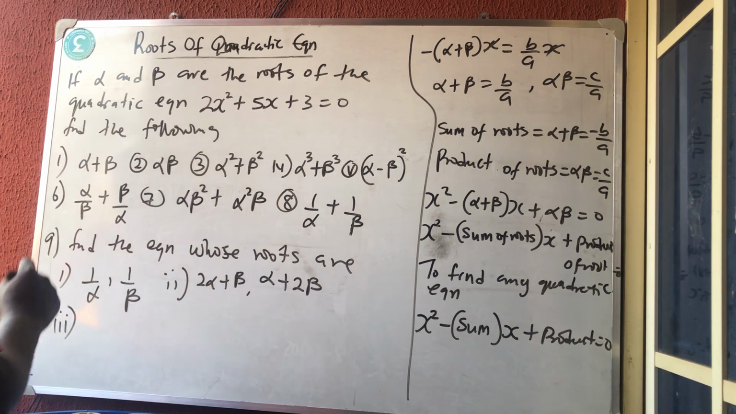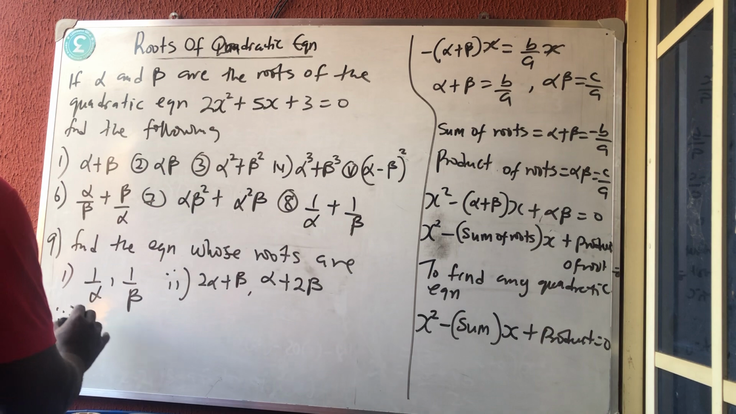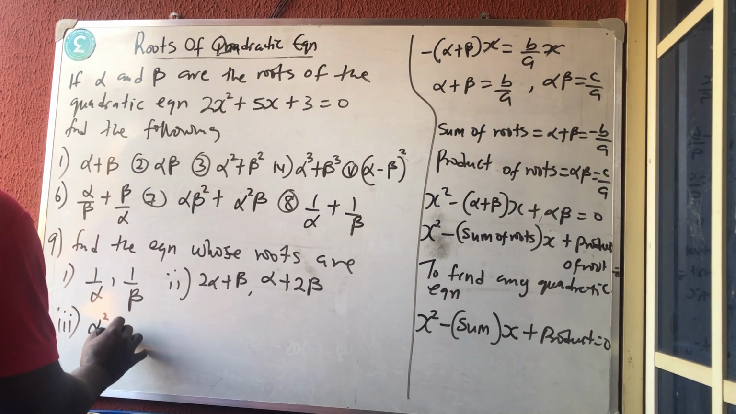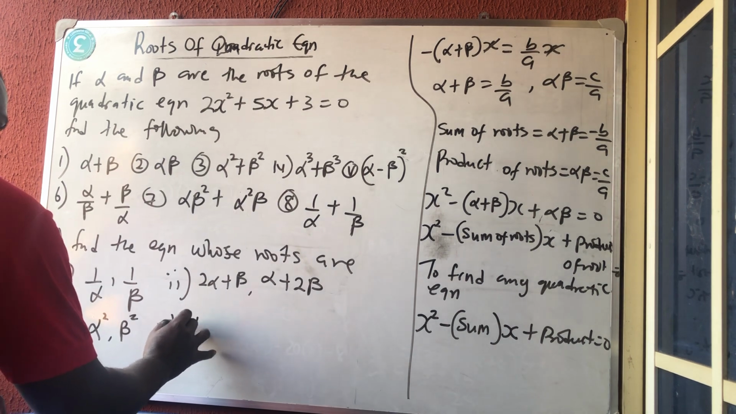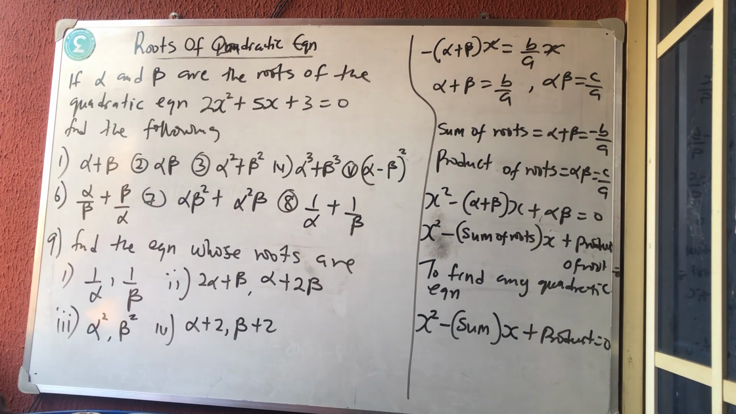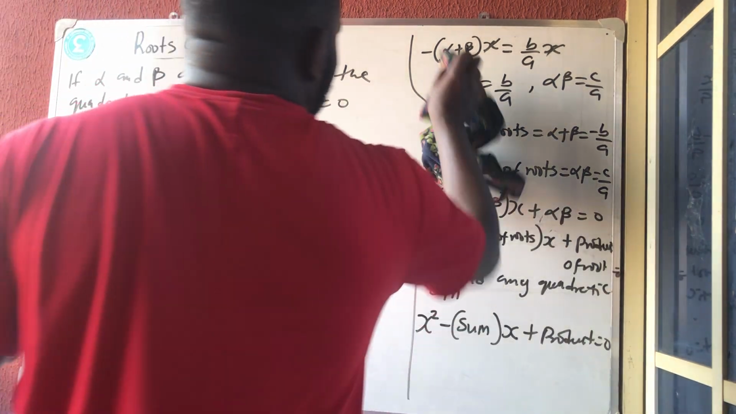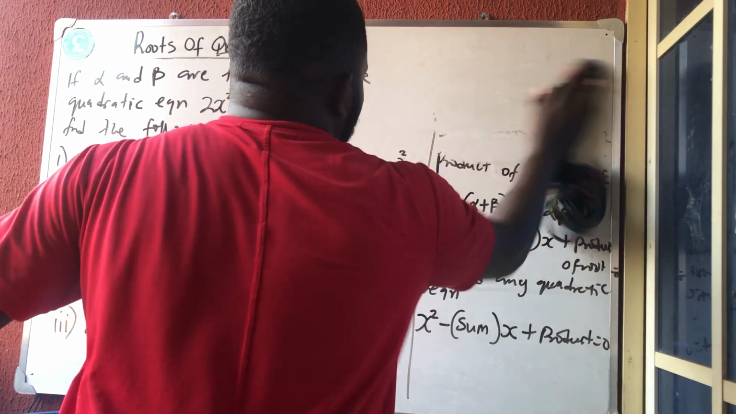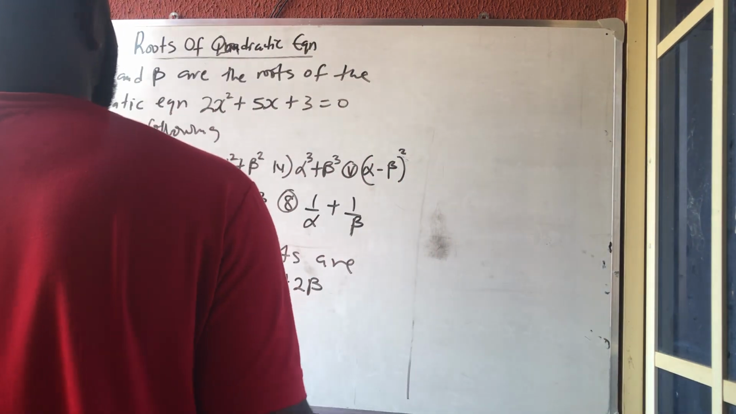Three, alpha squared, beta squared. Four, alpha plus 2, beta plus 2. Okay, so these are the questions they say we should find, and they are very simple questions. Let's take them one after the other.